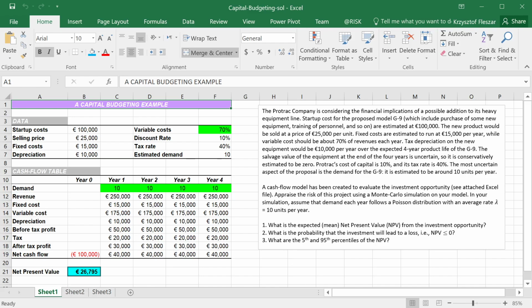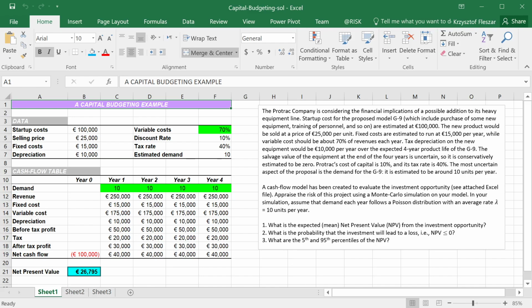40% tax rate. And then the most uncertain element is the demand for this product G9, which is estimated to be around 10 units per year. So this is some kind of expensive equipment that we're producing and selling here. So a cash flow model has been created here, and we are now in the Excel file that has the cash flow model, right? And we want to appraise the risk of this project using Monte-Carlo simulation.